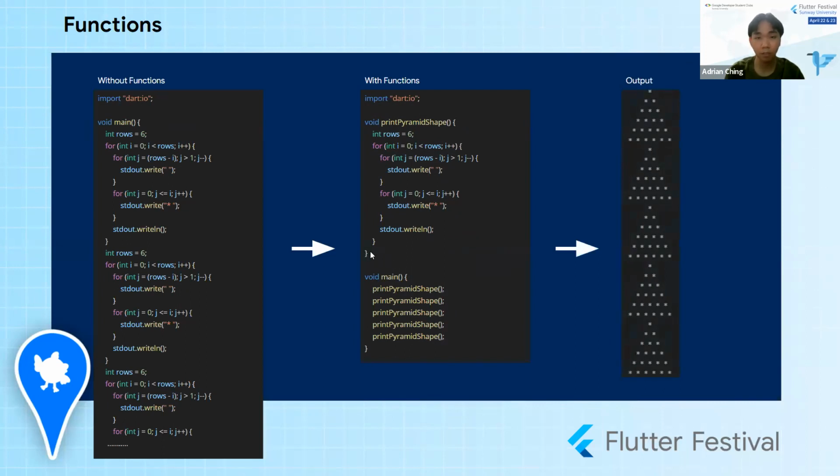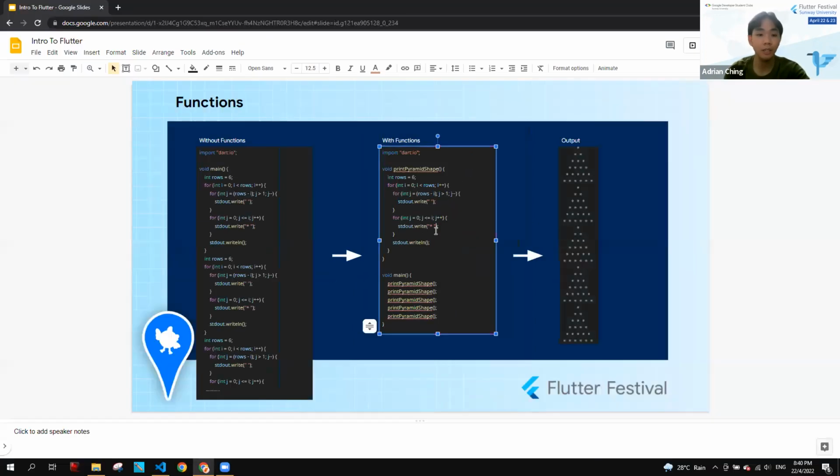So a function can be declared either before or after the main function. And yeah, you can just use it by calling its name and the brackets. And that's it. If you guys want to try it out.